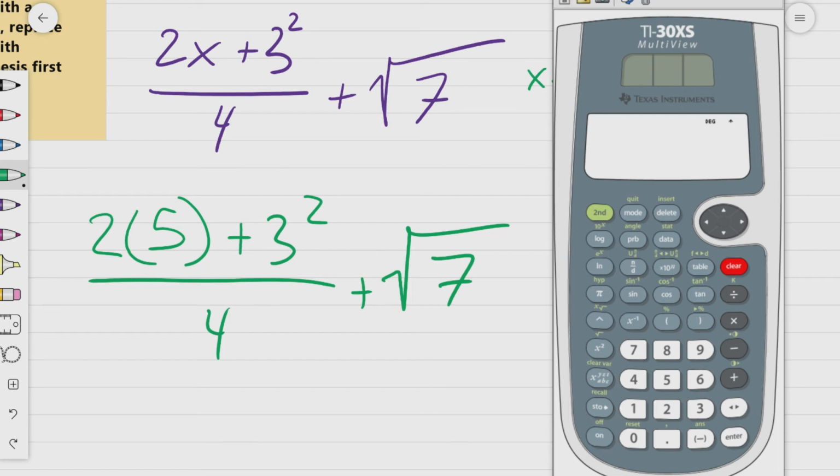So I see a fraction right off the bat, so I'm going to put a fraction, and I'm going to put 2 parentheses 5 parentheses plus 3 squared, scroll down 4, go to the side, plus second square root 7. Okay, I push enter, and boom, I see something nasty looking. Again, I explained this in the video, going over calculator tricks.